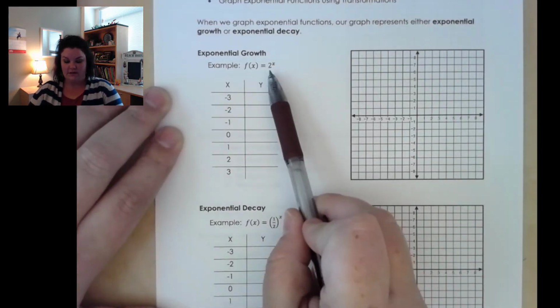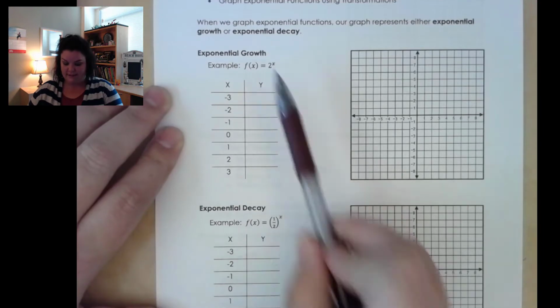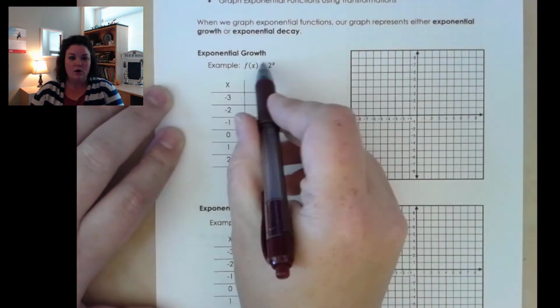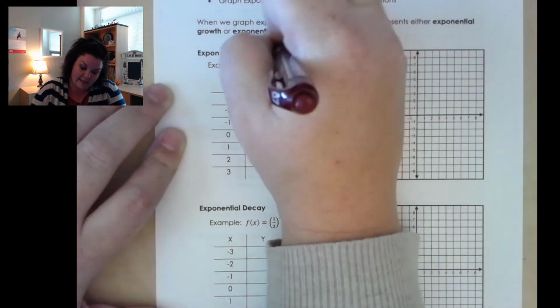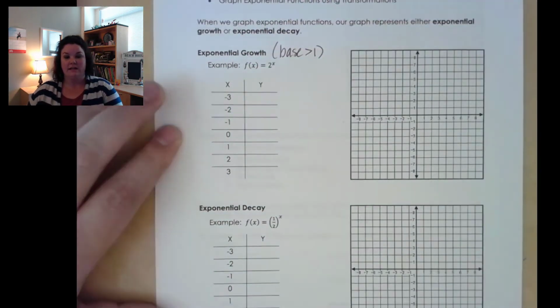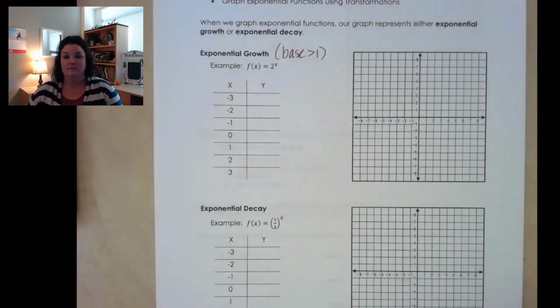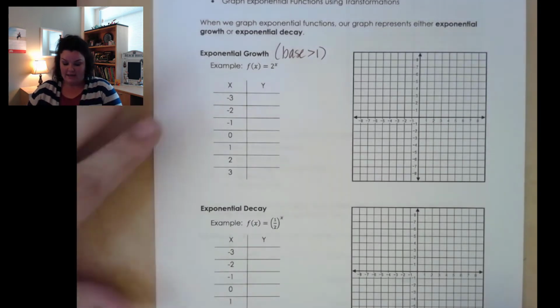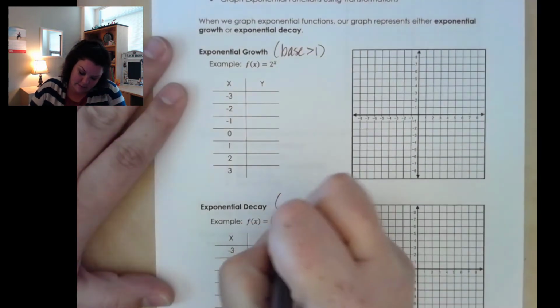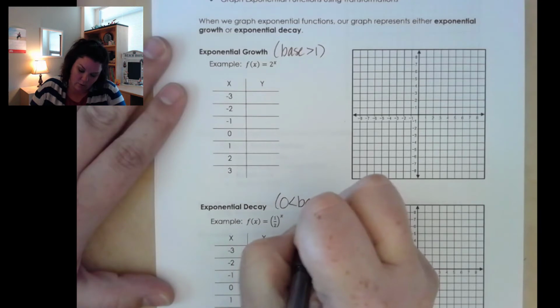So notice here we are using an example of 2 to the x. Here we're using an example of 1/2 to the x. We have exponential growth if our base is greater than 1. So we have something like 2, 3, 9, e, pi, right? Any number that has a value greater than 1 falls into this exponential growth. And then we get an exponential decay if our base is between 0 and 1.